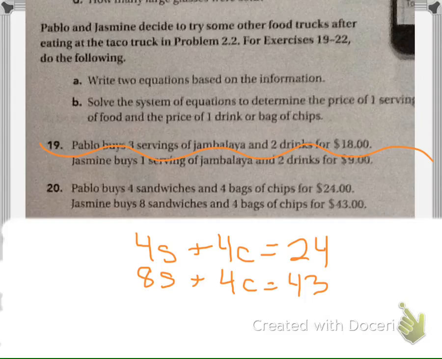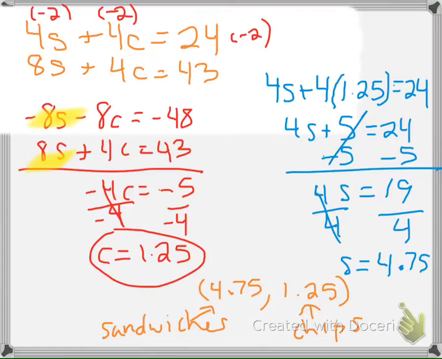Okay, so for tonight, make sure that you have the 2 equations written down and that you solve them using combination, just like I have here, and you have the final solution of sandwiches. For 1 sandwich is $4.75 and 1 bag of chips is $1.25.